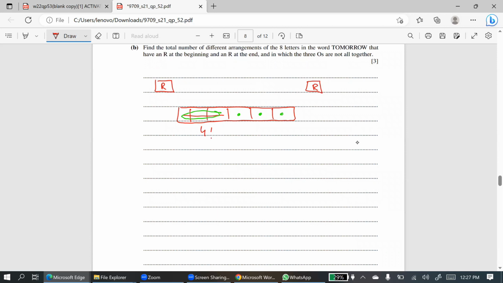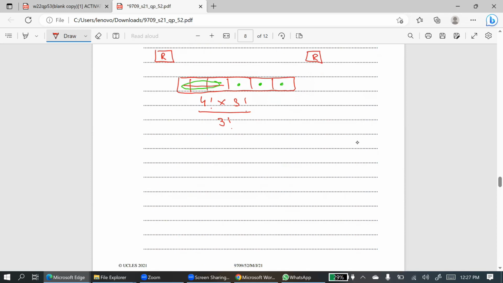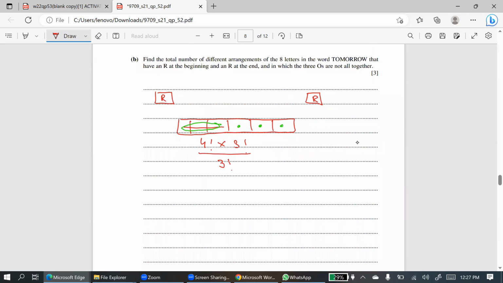4 factorial into 3 factorial. This 3 factorial is for the arrangement within this combined box, divided by only 3 factorial, because we have ignored the 2 R's. Now this one is the number of arrangements in which 3 O's can be together.